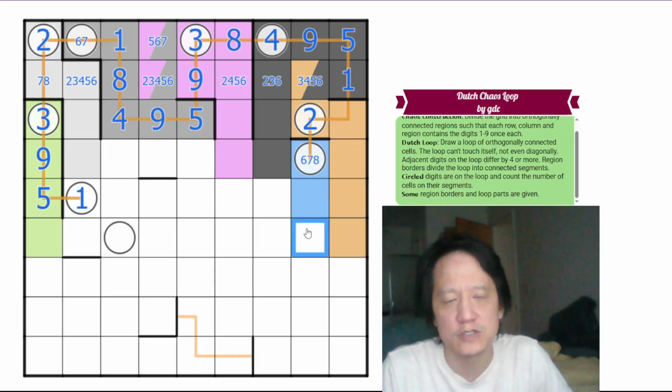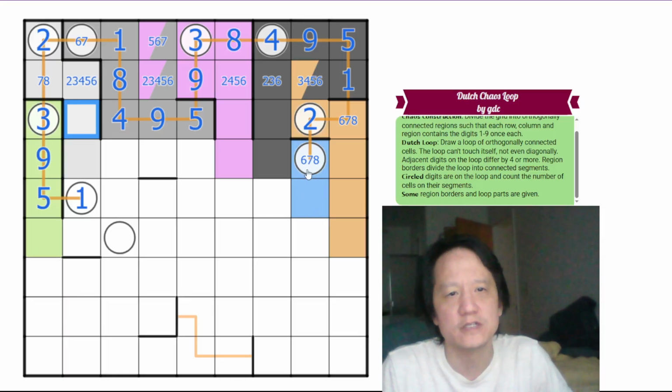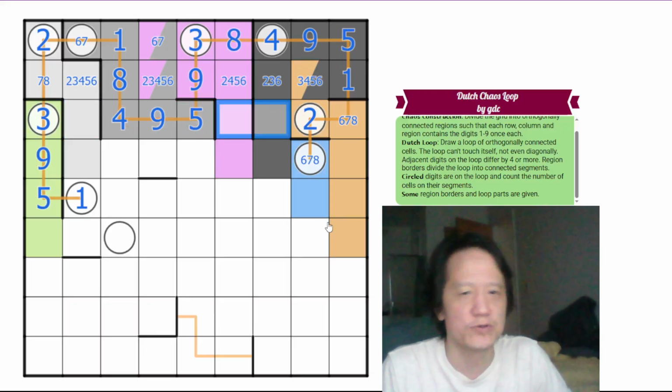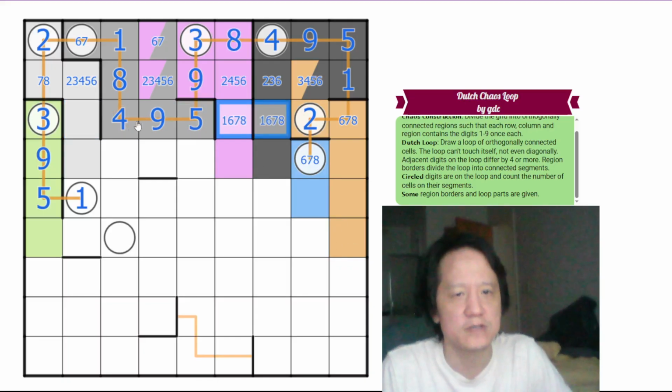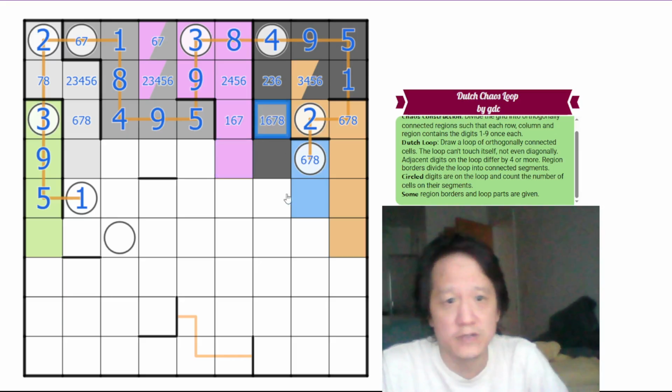This orange must continue down here. This has to be 6, 7, 8. It cannot be 9 because of a 9 in the row. That means the remaining digits in this 5 eliminates 5 here. It's a 6, 7 pair. The rest of the digits in row 3 have to be 1, 6, 7, 8. Okay. And this can't be 1 because of the 1 in the column. This can't be 8 because of the 8 in the column. This can't be 1 because of the 1 in the region.